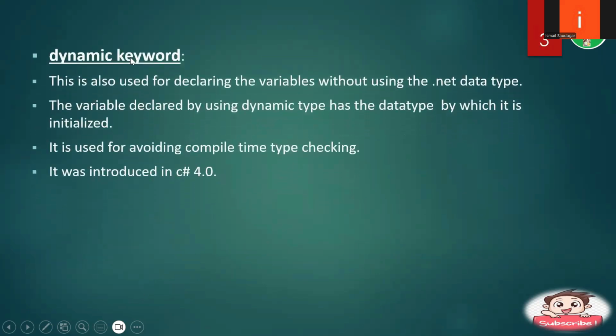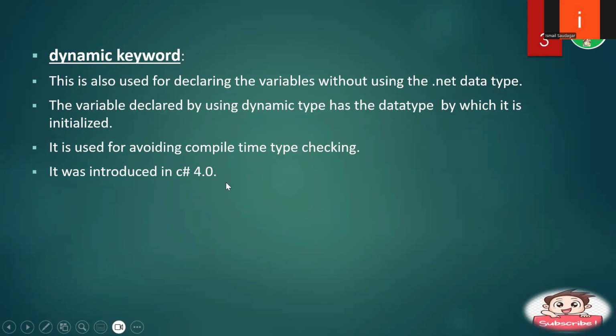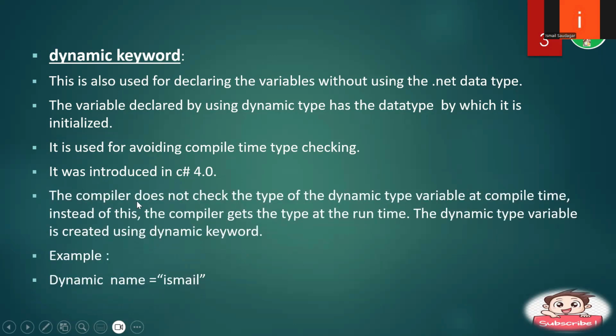Dynamic keyword. This is also used for declaring variables without using the .NET data type. The variable declared by using dynamic type has the data type by which it is initialized. It is used for avoiding compile time checking. It is introduced in C Sharp 4.0. The compiler does not check the type of the dynamic type variable at compile time. Instead of this, the compiler gets the type at runtime. The dynamic type variable is created using the dynamic keyword.